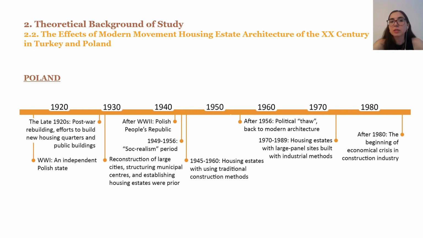This period was called the thaw because of the architects' freedom despite the prevailing political conditions. Architecture in the late 1960s and 70s was utilitarian and economic. Industrial and rapid methods were needed to solve the housing problem. Large housing estate production reached high levels in 1970 and was considered a means of social transformation and better living conditions.